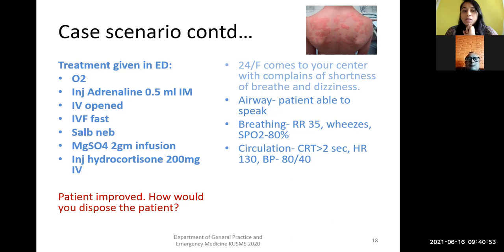So now let's go on to the case. We have started adrenaline, IV is open, you've given IV fluid, there was bronchospasm, so you started salbutamol nebulization and magnesium sulfate infusion was given as recommended. And then you also started adjuvant therapy with hydrocortisone. Patient has improved and is very happy. The bronchospasm has improved, the shock has improved. So now, how would you dispose the patient? Patient is wanting to go home. What would you recommend? You can pause the video and resume when you are ready with the answers.